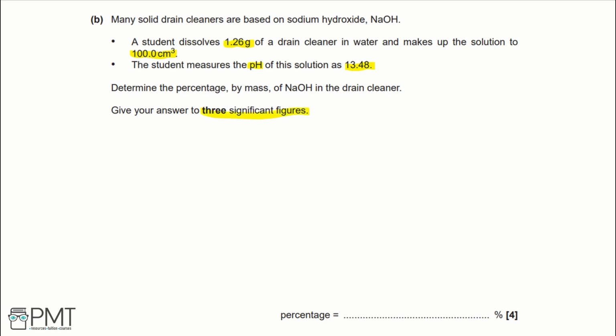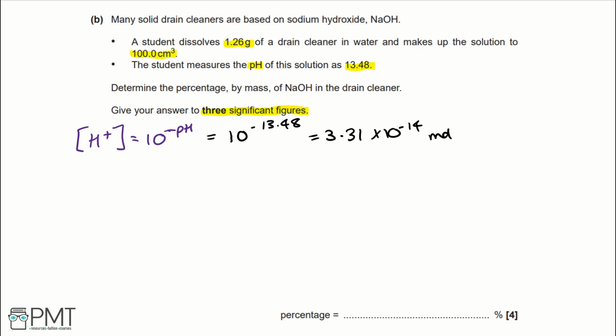These are the key pieces of information in this question. Like in part A, we're going to be using the equation H+ = 10^-pH to work out our H+ concentration. In the setting of this question, that would be 10^-13.48, which gives us an H+ concentration of 3.31 × 10^-14 moles per decimeter cubed.